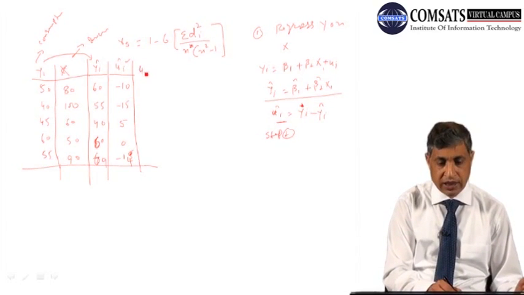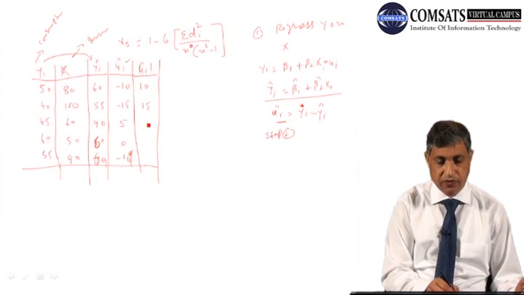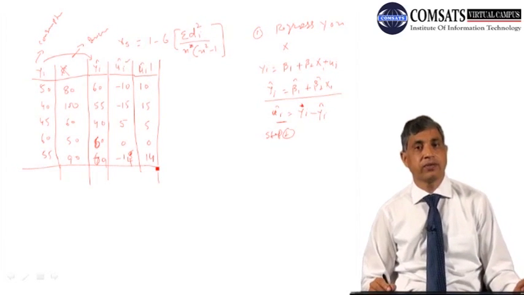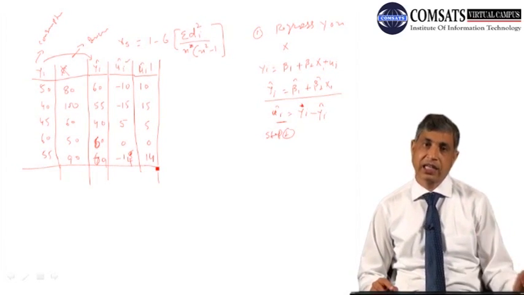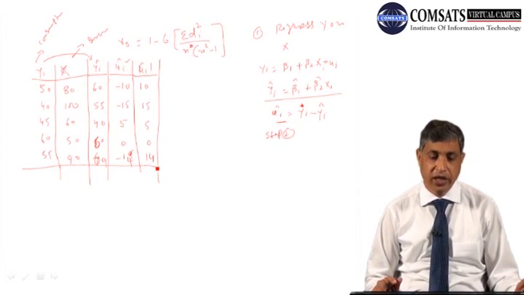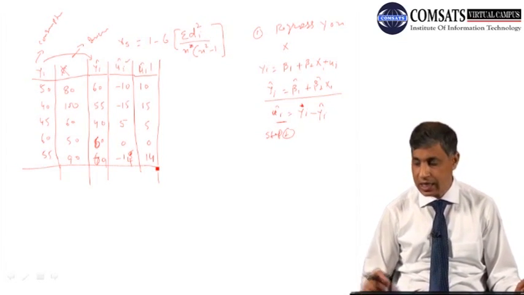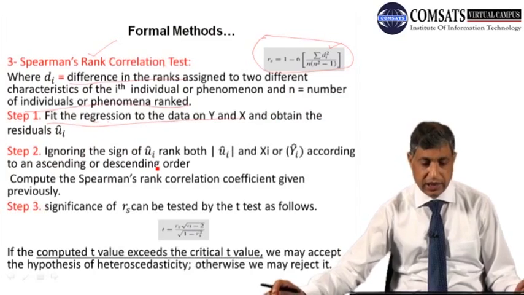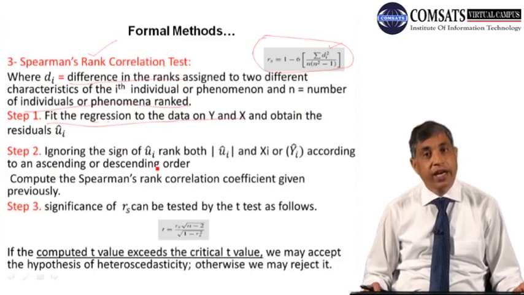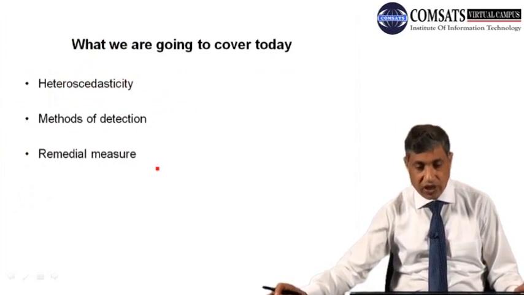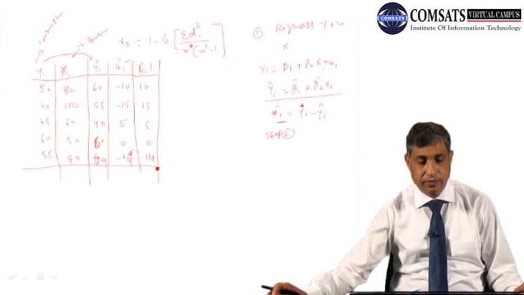So I am ignoring the sign, and I am writing ui hat in this way. This is now ui hat. This will become positive 5, 0, and this will also become positive. So this is the second step. We have taken the ui hat, but our purpose is not done yet. The purpose is that we should rank both, starting with the ui hat that we have just completed here.